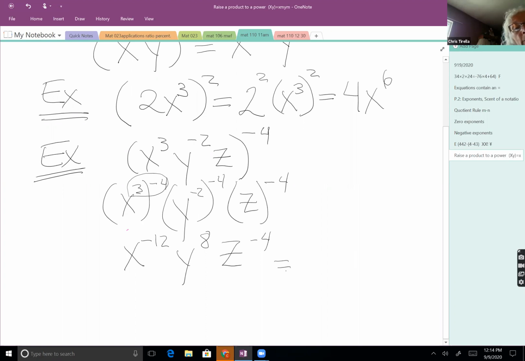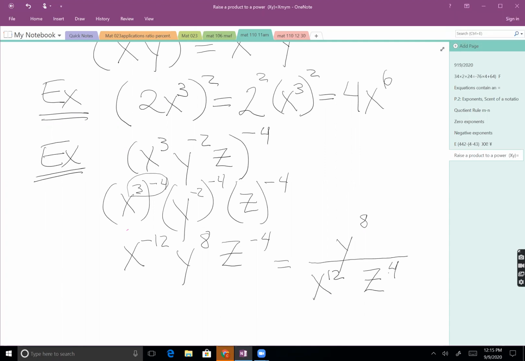Now, because there are negative exponents, I know I'm going to have to make a fraction. y has a positive exponent. It will stay positive in the numerator. But anything that has a negative exponent, that negative exponent tells me to make a fraction of it. So I'm going to move it to the denominator, and then the exponent will be positive. What do you think? That one all right? Yep.